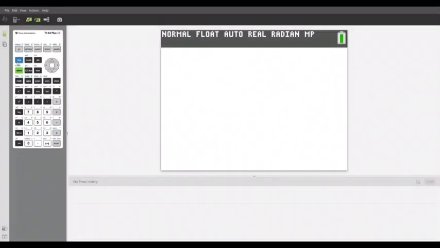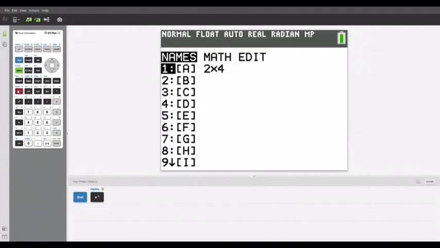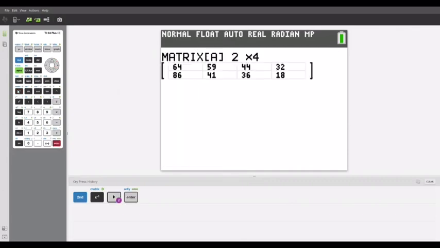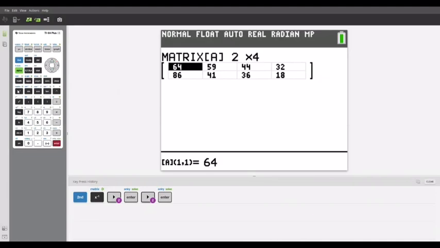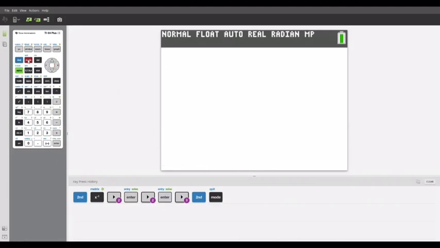In order to do this problem, second, x inverse, which is matrix, go over to edit, select enter. The size of your matrix is a 2 by 4. You need to type those values in first, and then once you have those, you can enter in all your other numbers, double checking that they are all in correctly. Once you have those numbers in, select second, mode, or quit, to get out of that.